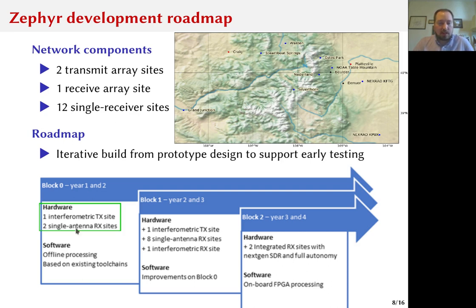And our current status with this Zephyr project is we're on this block 0 right now. We're in year 1, 6 months into the project, and we are currently procuring the hardware and starting to do some receiver testing right now, and hoping to have a full transmitter and receiver setup going by the end of the summer so that we can start collecting data and iterating on the design.